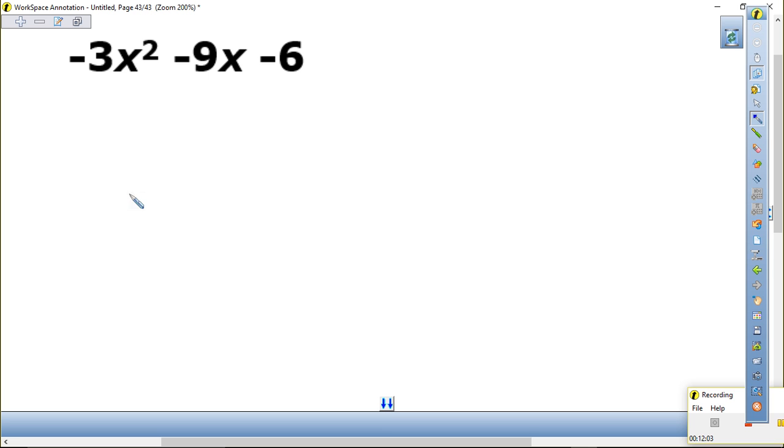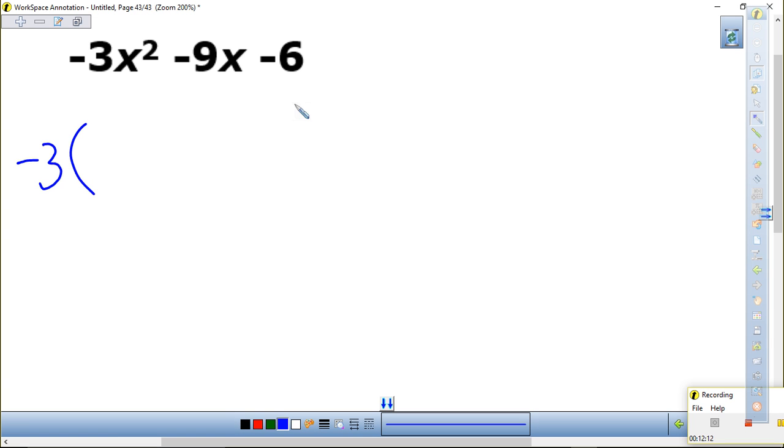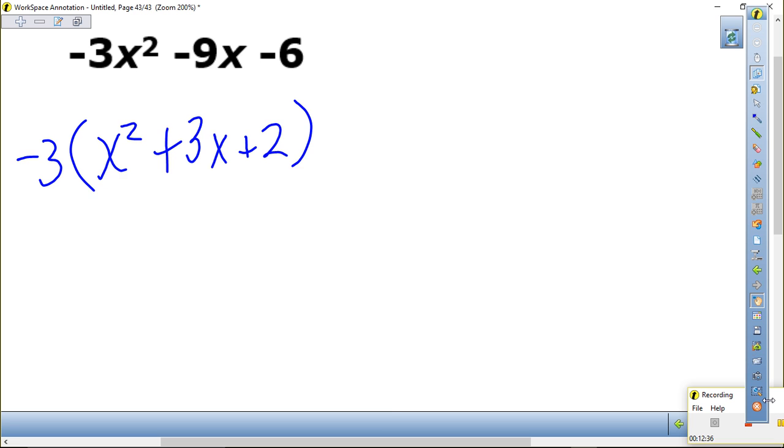So what is our GCF, Caleb? Negative 3. And we're left, yeah. I mentioned before, whenever the leading coefficient has a negative, we're going to factor out the negative with the GCF. Okay? So we're left with x squared plus 3x plus 2. Do you know what to do from there? Yeah. Okay, finish it off, please. Go. And then I'll show you the common mistake. Yes? Go.